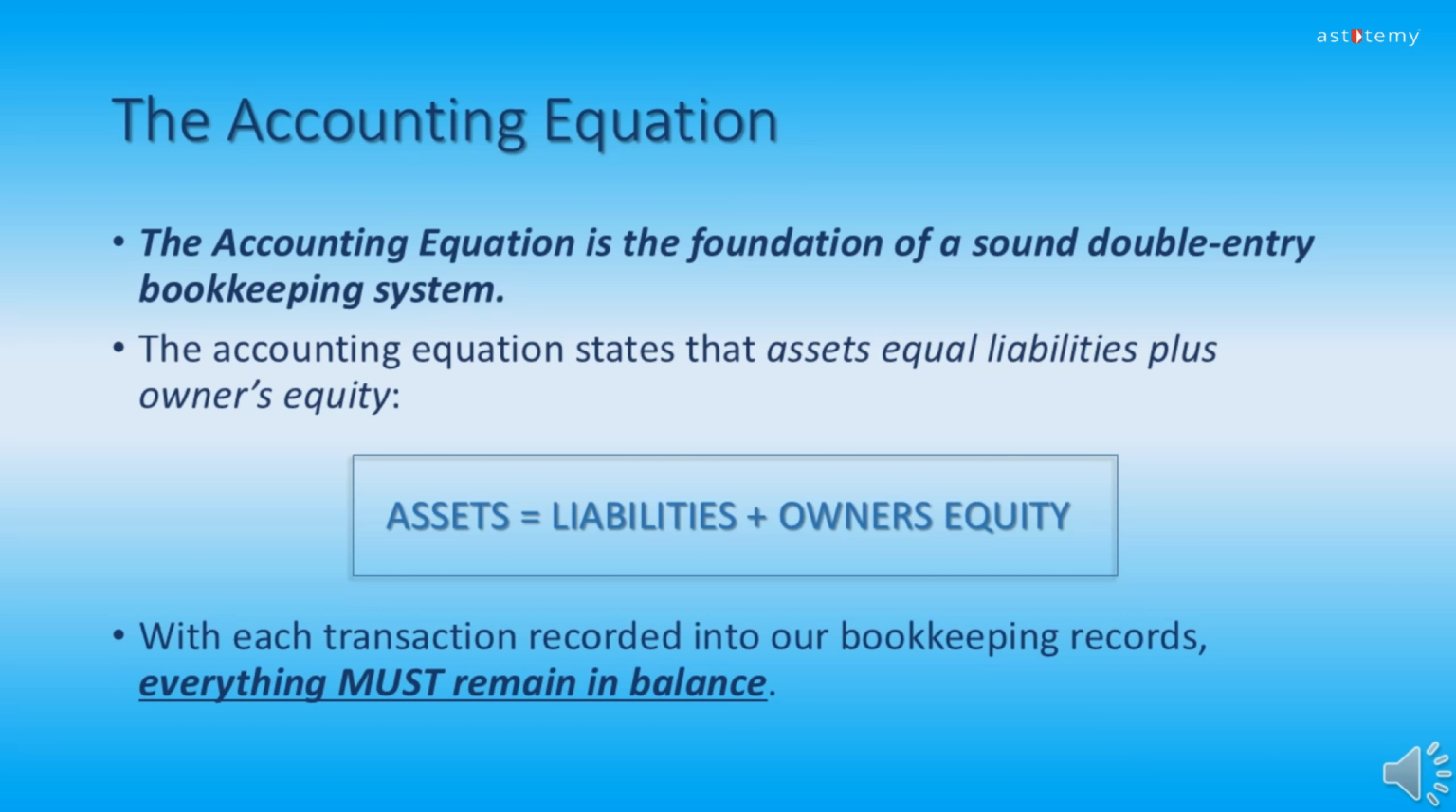And now we can talk about the accounting equation. It's important to remember that the accounting equation is the foundation of a sound double-entry bookkeeping system. The accounting equation simply states that assets equal liabilities plus owner's equity, and we show that equation in your handout and on the slide here. With each transaction recorded into our bookkeeping records, everything must remain in balance in accordance with the accounting equation. For those of you taking the entire course, this will make sense as we do the hands-on components.